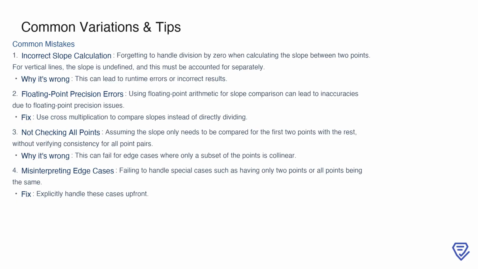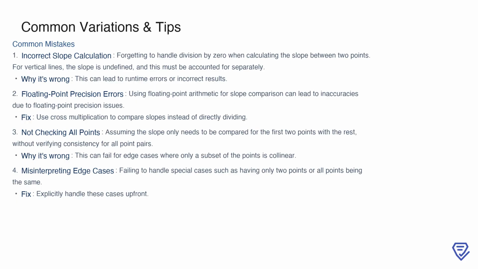Another common issue is floating point precision errors. Directly comparing slopes using floating point arithmetic can lead to inaccuracies due to how computers store decimal numbers. A better approach is to use cross-multiplication, which avoids division altogether.